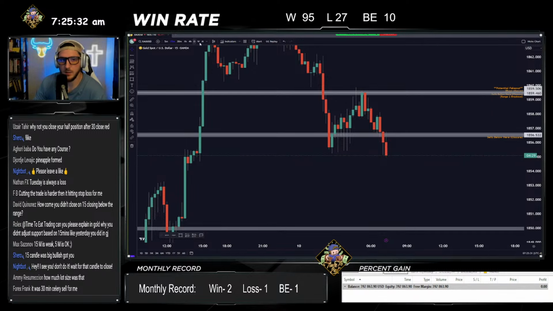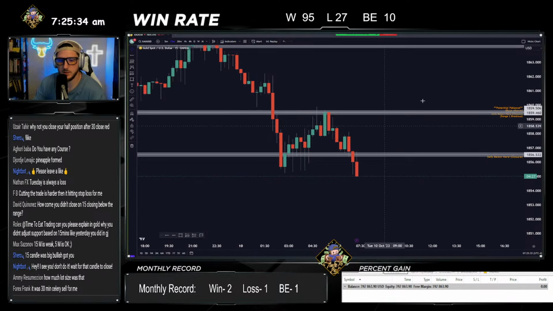$15 candle was big. Yeah, it was. It was a nice bullish candle here too. Forget about all this. All right, we closed very nice.